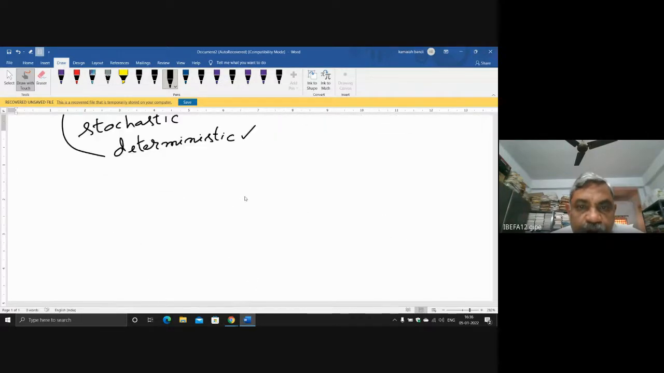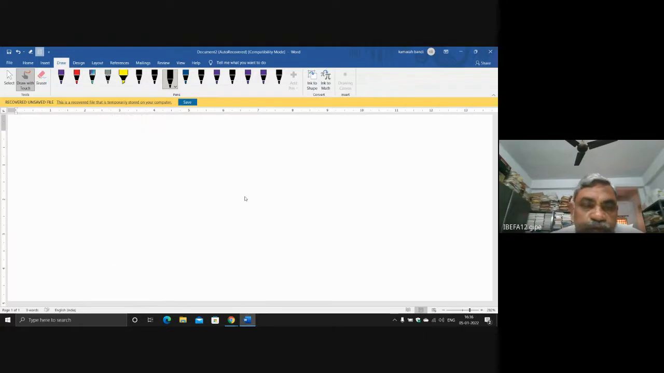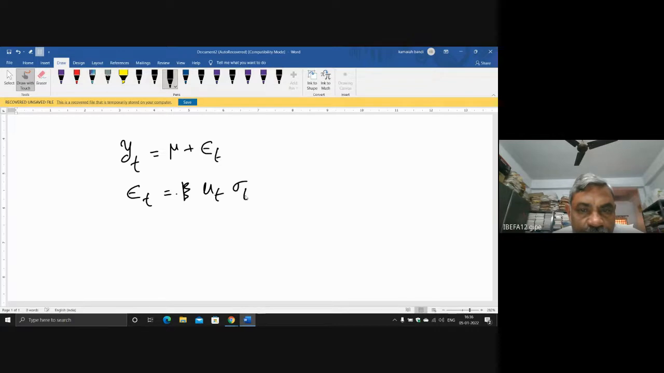Right? Now, the class of stochastic volatility models differ in one important sense. Structure is the same. Ut, sigma t, and sigma square t.